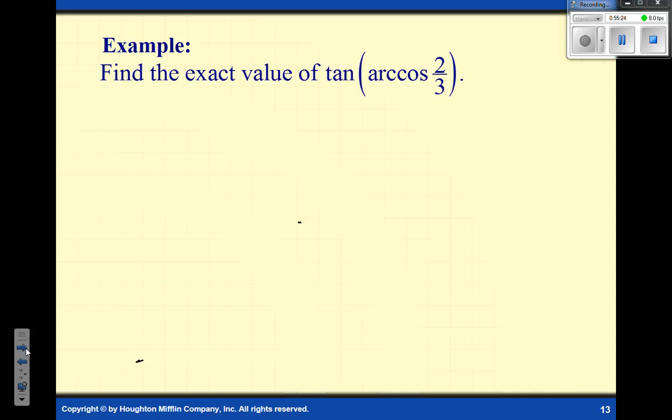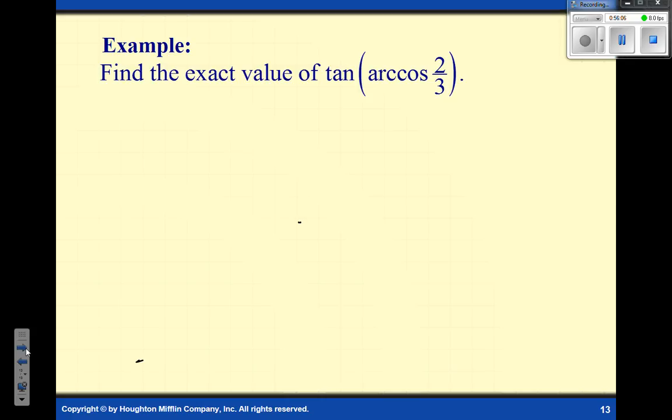This says find the exact value. When you write this down, I want you to underline the fact that it says exact, because this is what's going to trip people up. Exact means I can't use my calculator to just do this as you see it. So it says the tangent of the arc cosine of 2/3. Remember, you work from the inside out. The inside part says what angle on the unit circle has a cosine ratio of 2/3. Can you make that with your hand? No, you can't. But it wants an exact value.